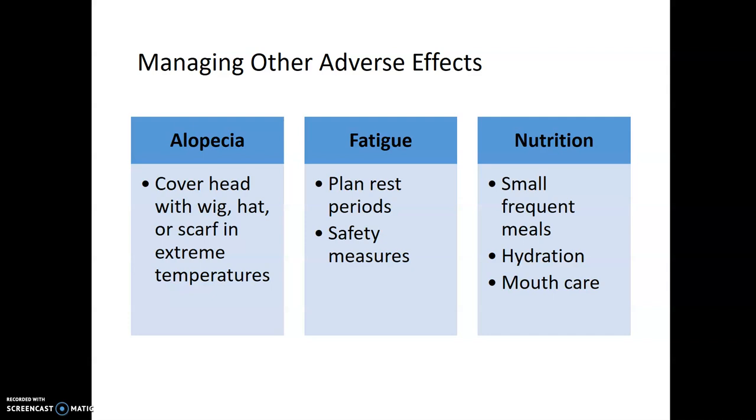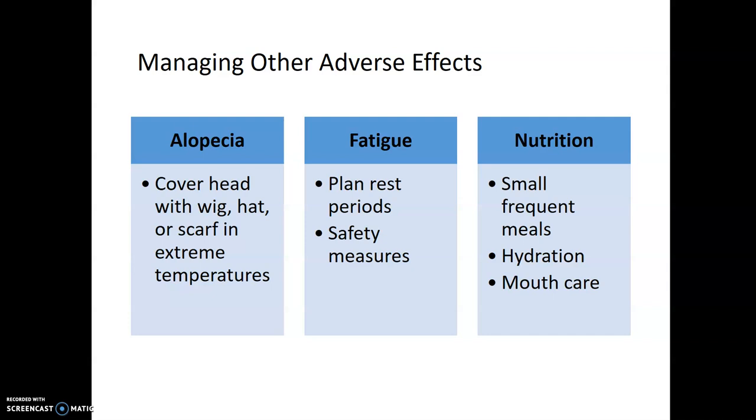And fatigue, the patient needs to plan rest periods and safety measures if they're having trouble with balance. So being sure that they understand that fatigue is common and that planning rest is important for them. Nutrition to manage nausea and vomiting. In addition to the drugs that we use, individuals may want to have frequent small meals. Be sure to hydrate themselves even when they're experiencing nausea.